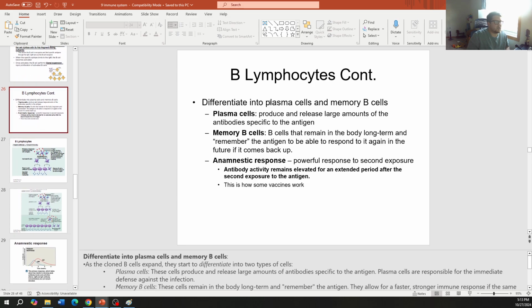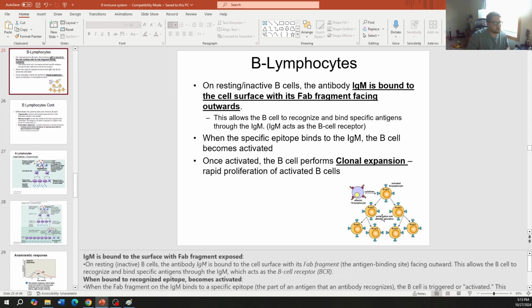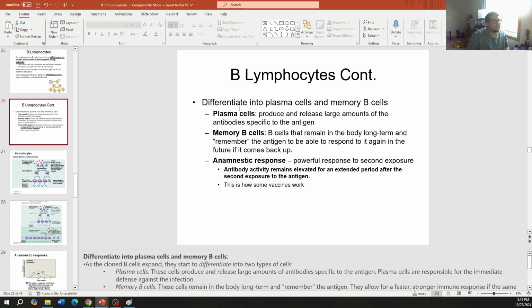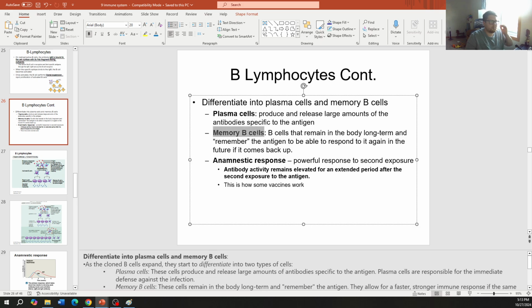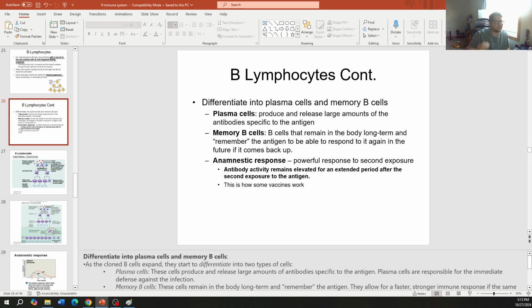B lymphocytes differentiate into plasma cells and memory B cells. So as part of that clonal expansion, it proliferates, it divides a bunch. Some of them become plasma cells to make the antibodies, and some become memory B cells. This is kind of the building up of our immune system. Think of it like taking notes and then storing and filing those away, saying, hey, this is what we saw. If this comes up again, this is how we're going to beat it.